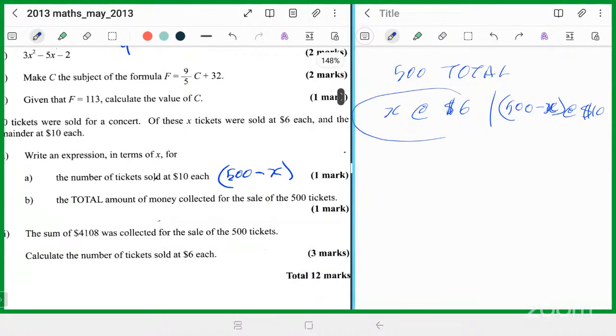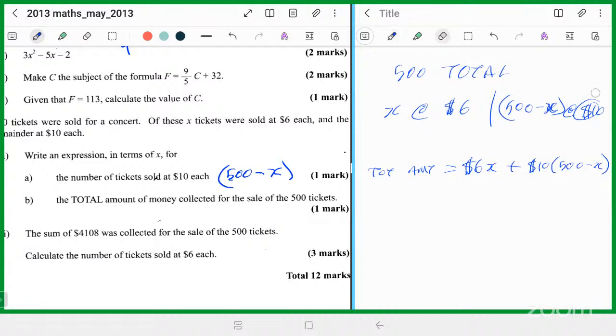So this plus that. The total amount has to be $6 times X plus $10 times 500 minus X. The $10 times 500 minus X can be simplified. So let's simplify. Always simplify when you can.